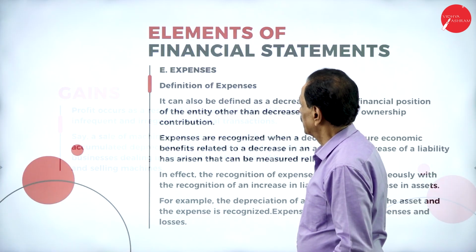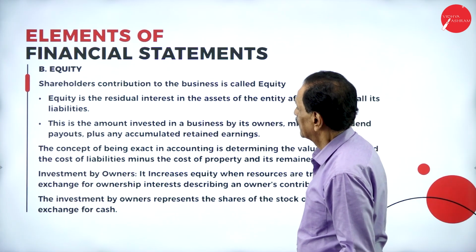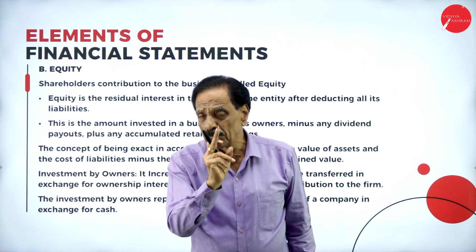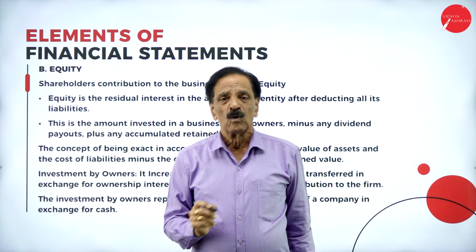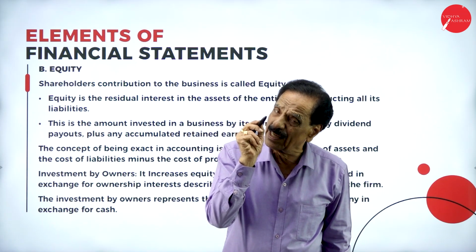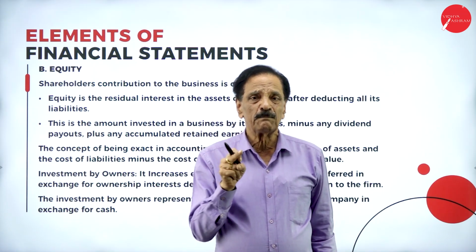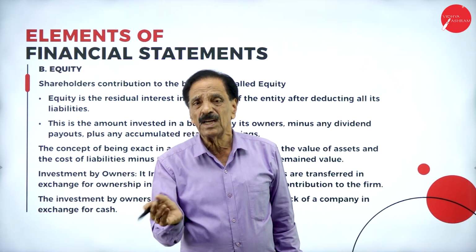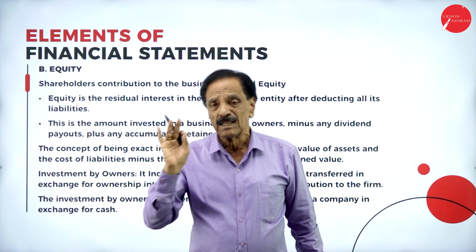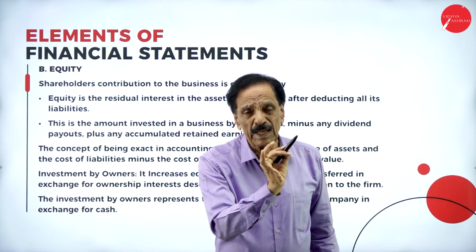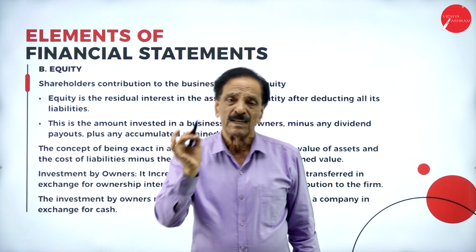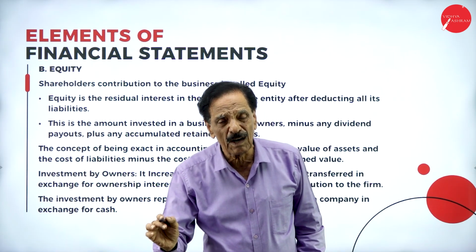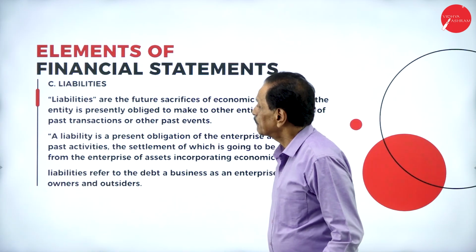Come back. Here, important. Equity. In a joint stock company, each member is called a shareholder. Whatever they contribute is called a share. Share is a part of share capital. There are two types of share. One is called equity share, and the other is called preference share. Equity shareholders are permanent shareholders, whereas preference shareholders are temporary shareholders.